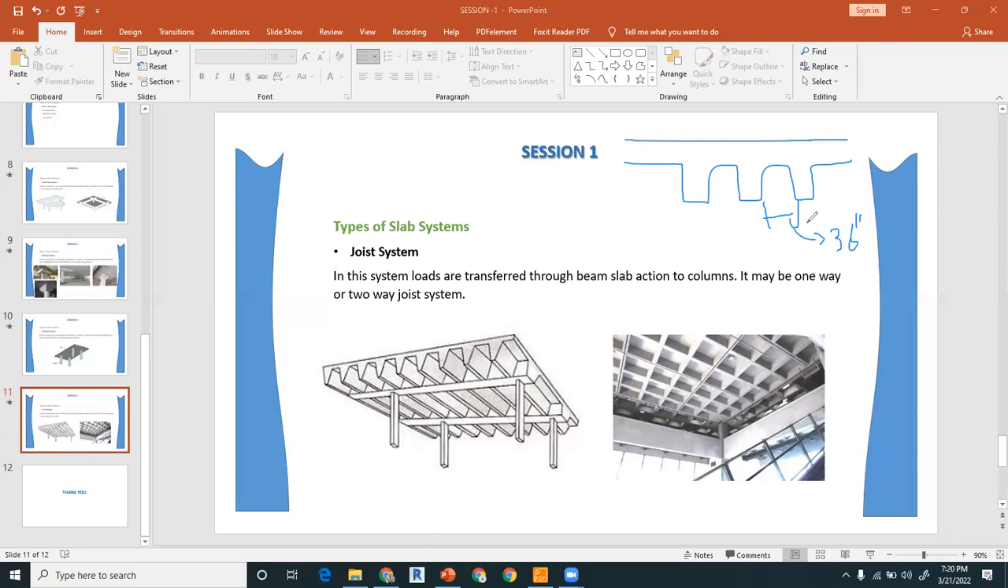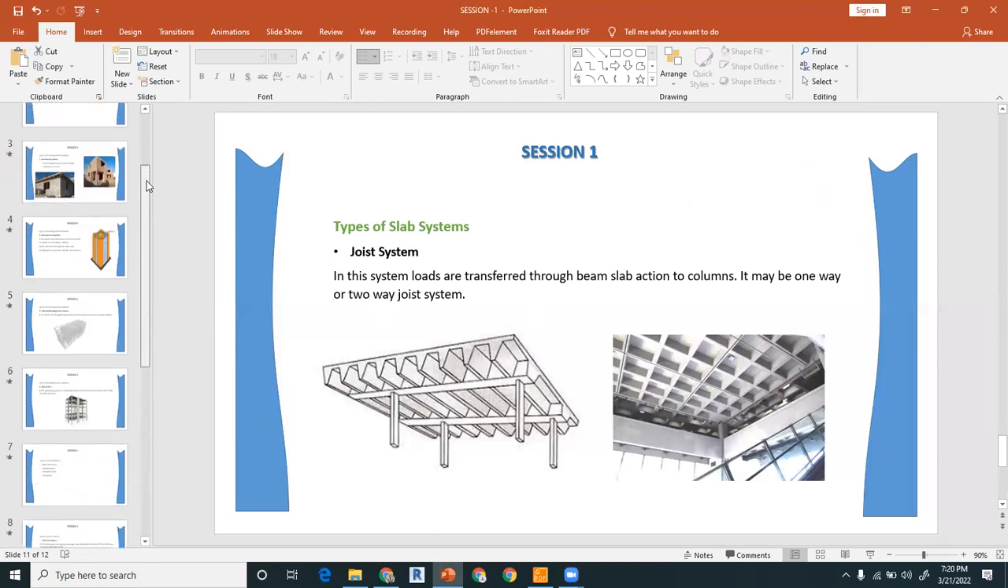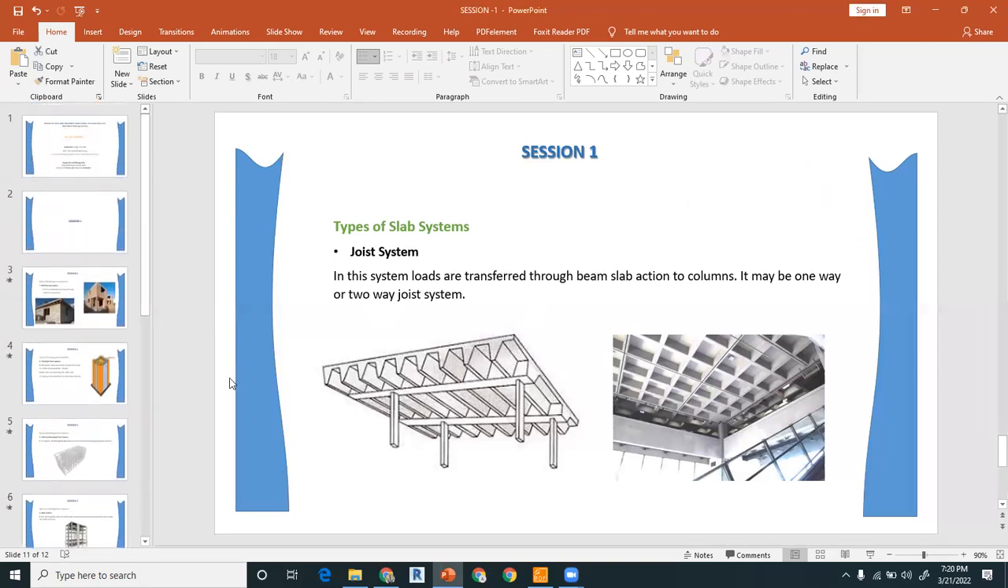If the clear distance between the adjacent beams is greater than 36 inches, it will be classified as a beam slab system, right? So this is the major difference, and if you have done MSc, you have studied that. If you haven't done any MSc, you will learn it in advanced reinforced concrete design, right? So this was the overall brief introduction to the slab system and the structural system.